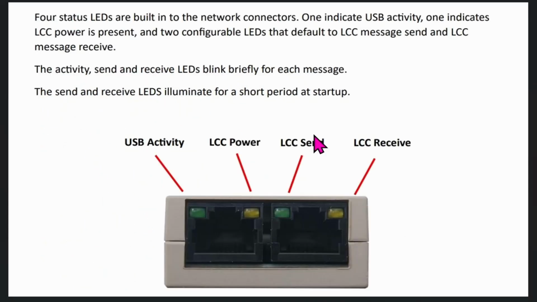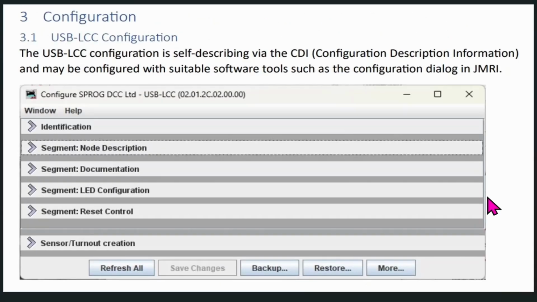So when we look at this here on the end, you can see it's been marked up for USB activity, LCC power, LCC send and LCC receive. So the activity send and receive LEDs blink briefly for each message, and the send and receive LEDs illuminate for short periods at startup. So once you open the node in JMRI, you'll see you've got a number of segments that you can adjust yourself.